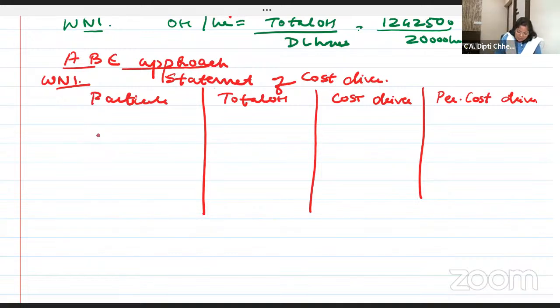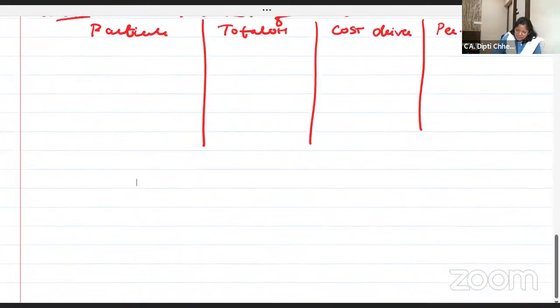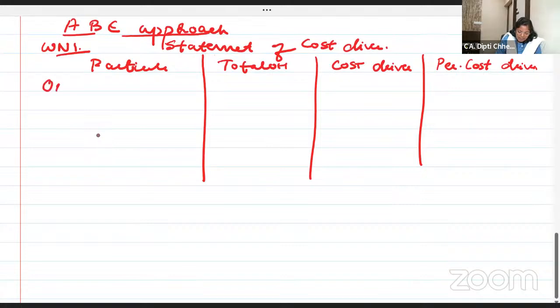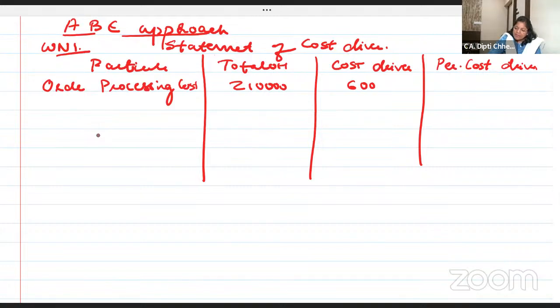What is your first overhead cost? First cost of overhead? Order processing cost. What is the total order processing cost? 2,10,000. How many orders are there? 600. So 2,10,000 divide by 600. 350 per order. Now see, equipment Y, how many orders are there? 350. Equipment Z 250. So this is your order processing.